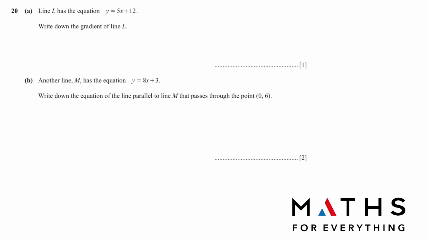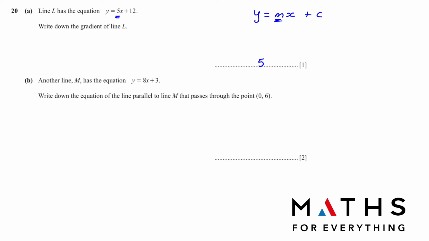20a. Line L has the equation y is equal to 5x plus 12. Write down the gradient of line L. The equation of line is written in the form y is equal to mx plus c, where m is your gradient. So our gradient is 5.